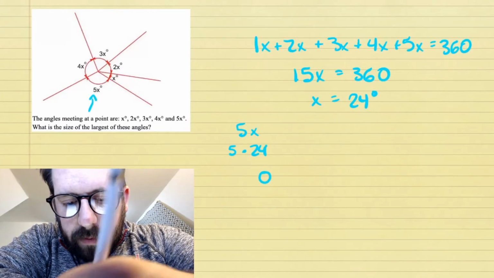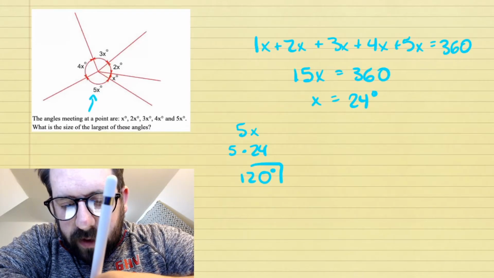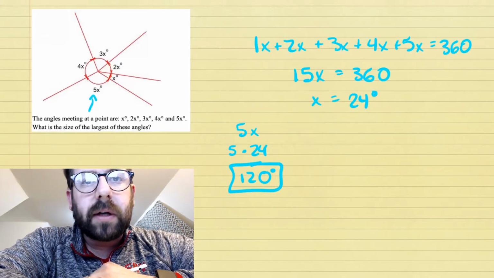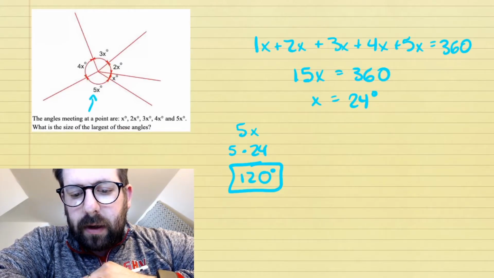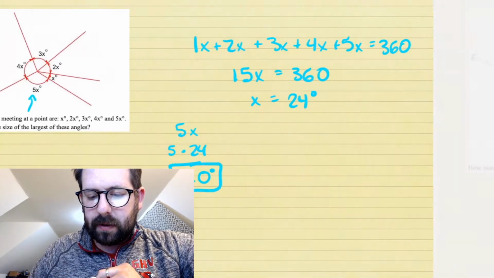Now if I did this right in my head, should be 120 degrees if I did that right. That would be the largest angle, 5 times 24. Okay, let's jump to the next one. We have 2 problems left.